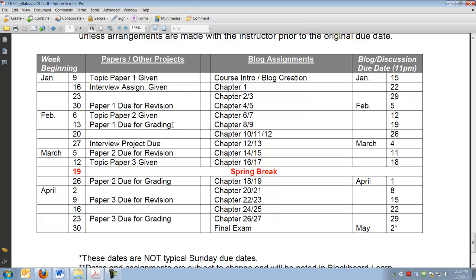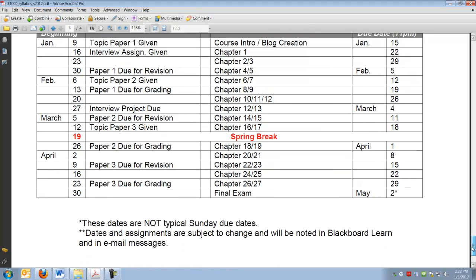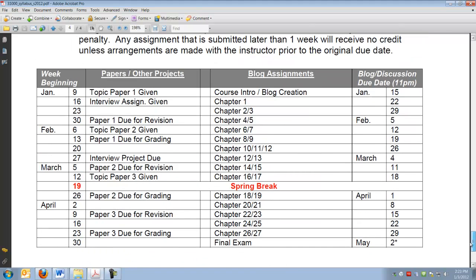For the three major papers, paper 1, 2, and 3, I give you that opportunity for each of those. So these dates are subject to change, but hopefully, if all goes well during the semester, not much change, if any, will take place. So this is an overview of our semester, our course. If you have any questions, please email me, call me, or stop by my office, and I'll be happy to answer them. Good luck and have a great semester.